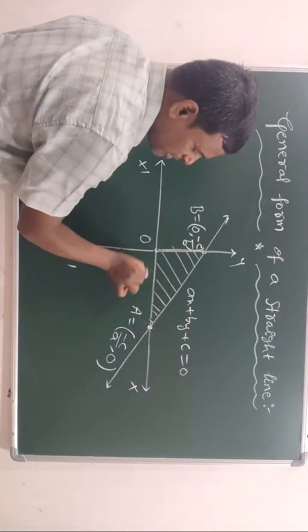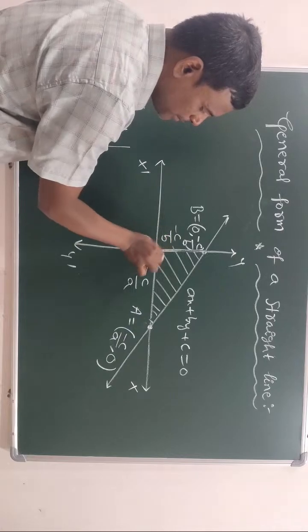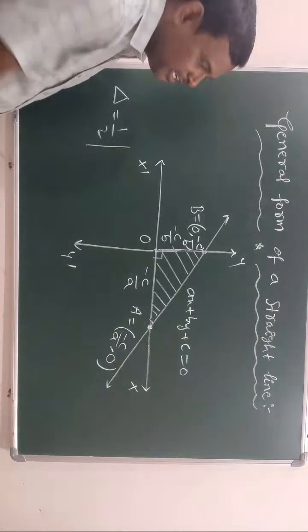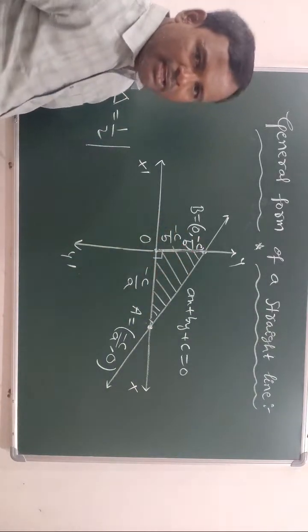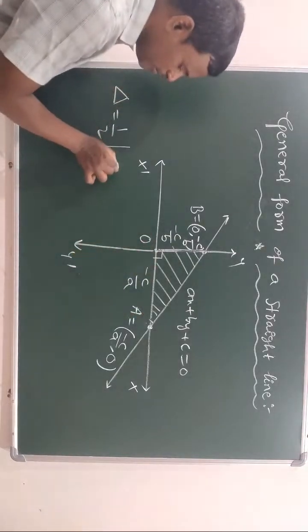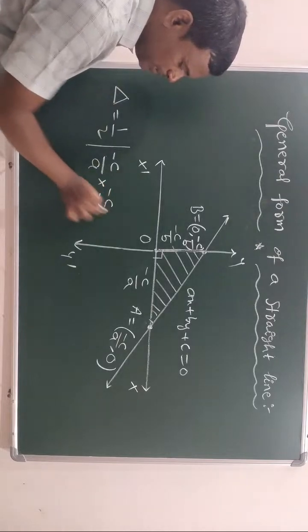Base how much have we got? Minus c by a. Height how much have we got here? Minus c by b. Here it is one right angle triangle, no? Hence I am going to find area of this triangle by 1 by 2 base into height. Here base value you got minus c by a into height value minus c by b.